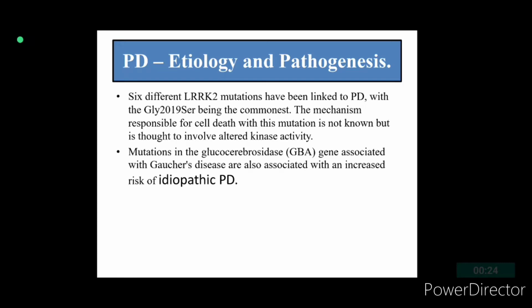Six different LRRK2 mutations have been linked to Parkinson's disease, with the Gly2019Ser being the most common. The mechanism responsible for cell death with this mutation is not known, but is thought to involve altered kinase activity. Mutations in the gene associated with Gaucher's disease are also associated with an increased risk of idiopathic Parkinson's disease.